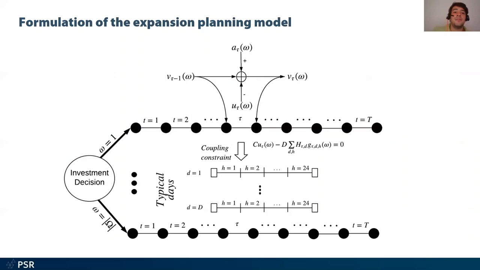Well, here is the formulation of the expansion planning models I'm using. It's very straightforward. I have one investment decision for all of the scenarios. I have monthly time steps, and for each of the months, I have typical days. That can be understood as pictures of a typical day where we are going to take into consideration the hourly variability of the renewables. So we are going to take into consideration hourly constraints and everything that requires hourly resolution. So we are addressing here both the uncertainty and also the hourly variability of the renewables. So we are addressing flexibility.